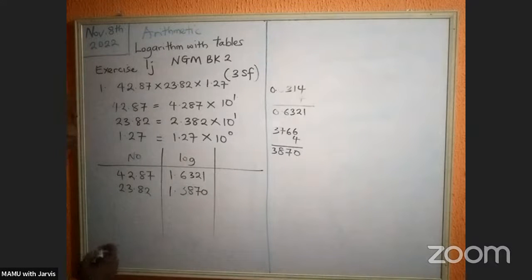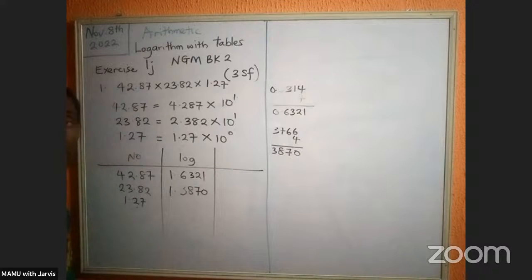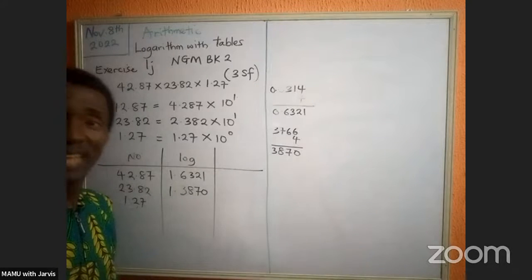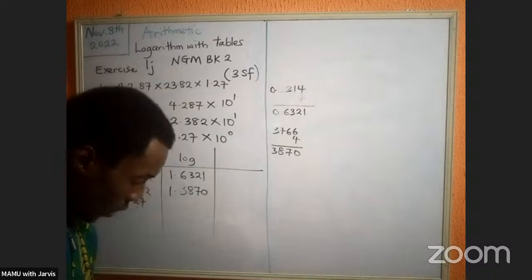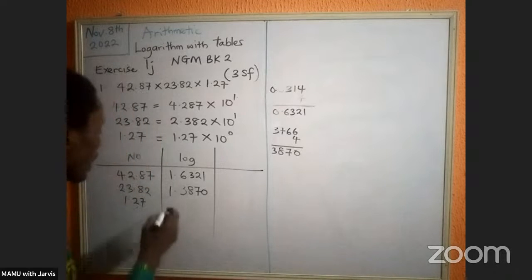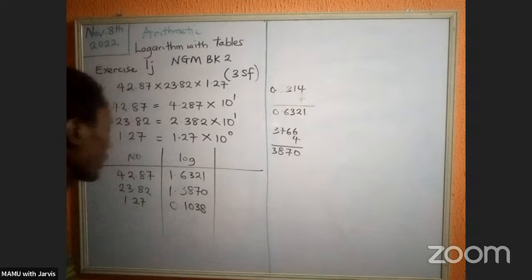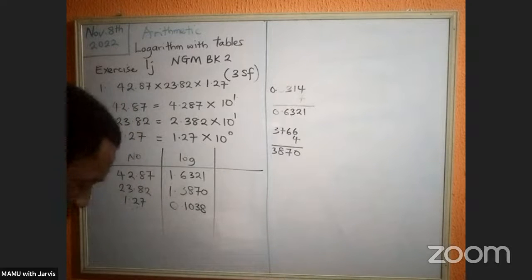3870. Now, the next thing we look for is 1.27. Irrespective of how this is written, you're going to check 12 under 7: the first two digits under the next digit. So 12 under 7, using your four-figure table, will give me 1038. So that will be 0.1038. Now, somebody will ask, why am I saying it is what?